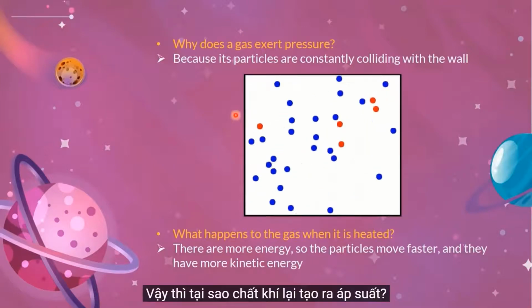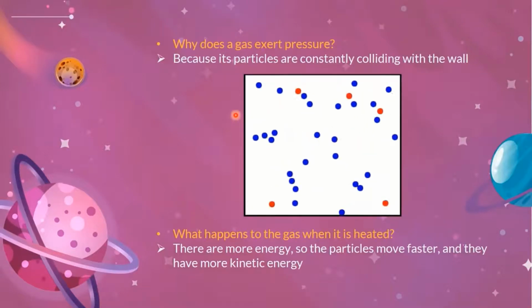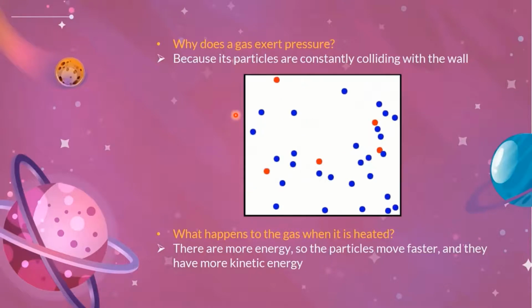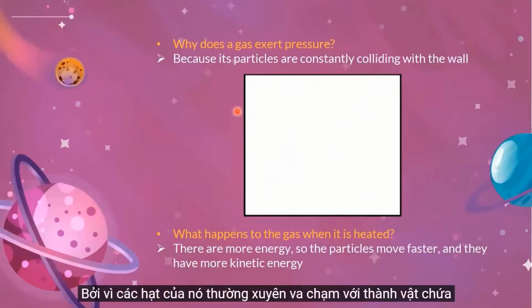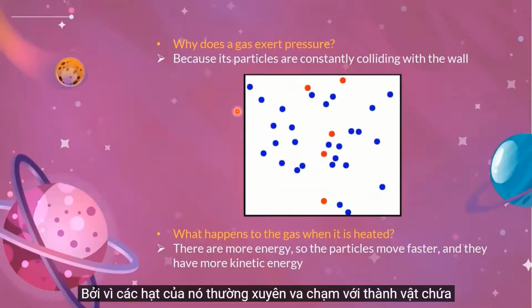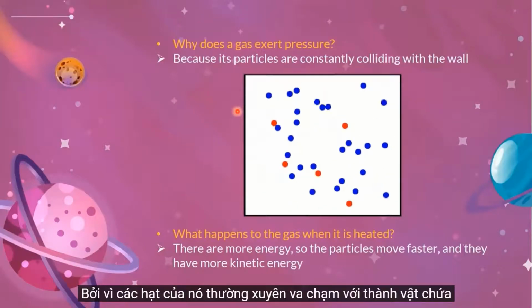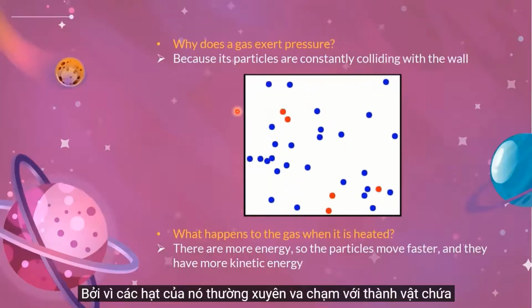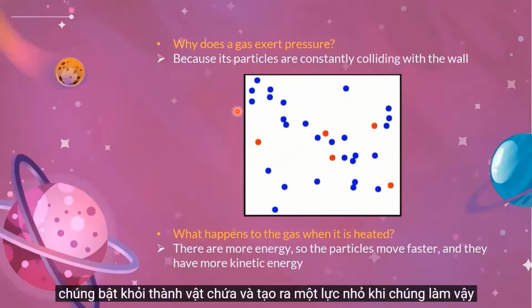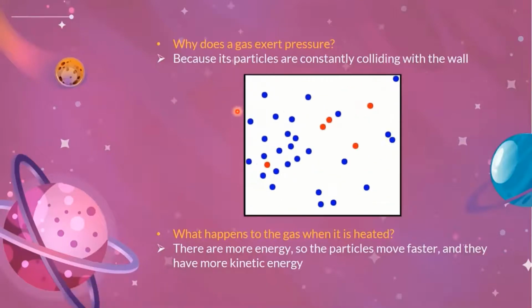So why does a gas exert pressure? Because its particles are constantly colliding with the walls. They bounce off the walls, exerting a force as they do so.